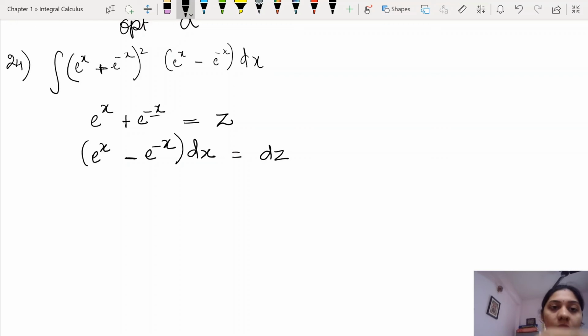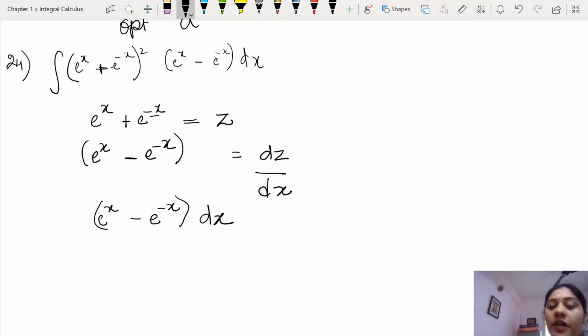dz. Or I can even write, if you want, in this question also, I can write it as dz by dx and then cross multiply in the next step. That is okay. But once you have practiced enough and you feel comfortable, you can straight away write the dx here and the dz here. Okay, so this is what we have here. Now this term entirely becomes dz, isn't it?